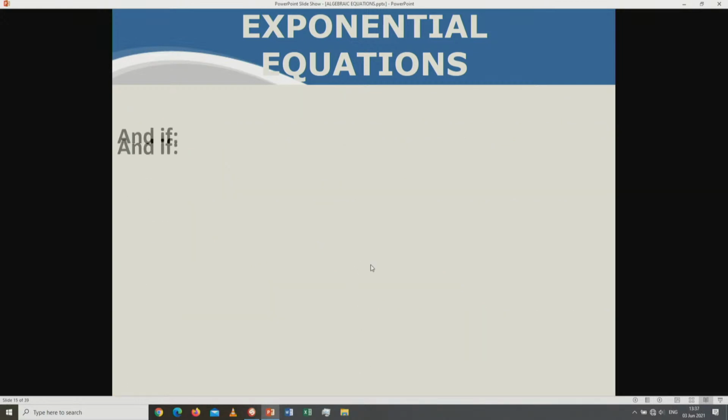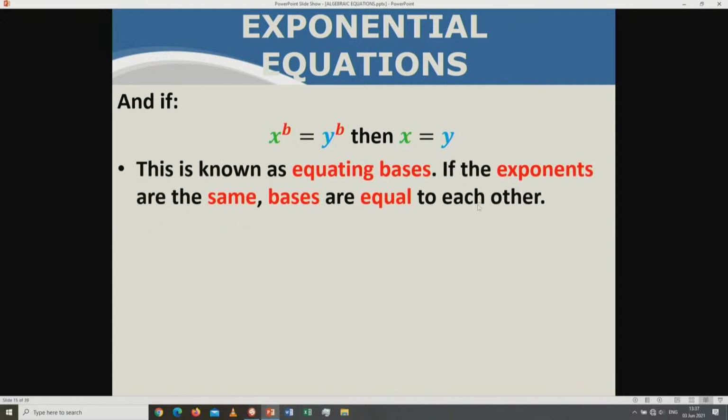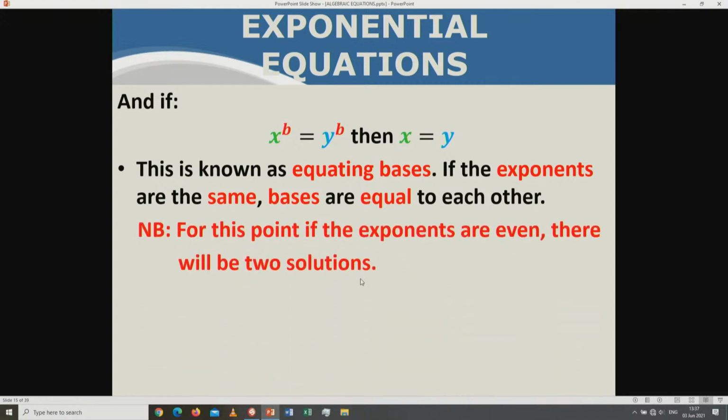The next part that we need to understand: if x to the exponent b is equal to y to the exponent b, then automatically the value of x will be equal to the value of y. This is known as equating bases. If the exponents are the same, the bases are equal to each other. This is what we need to bear in mind.